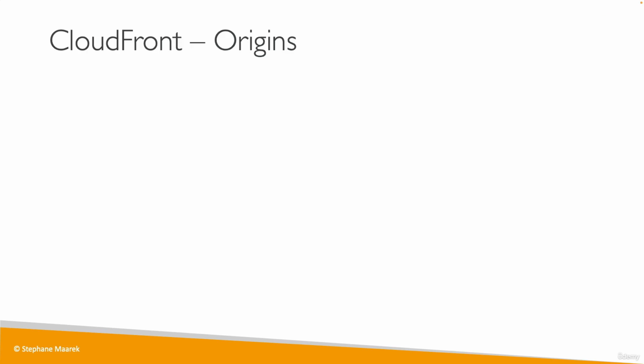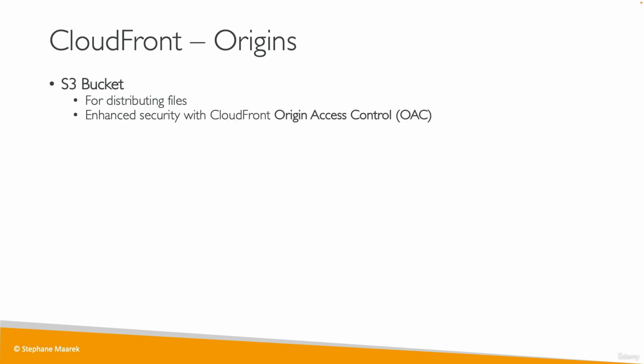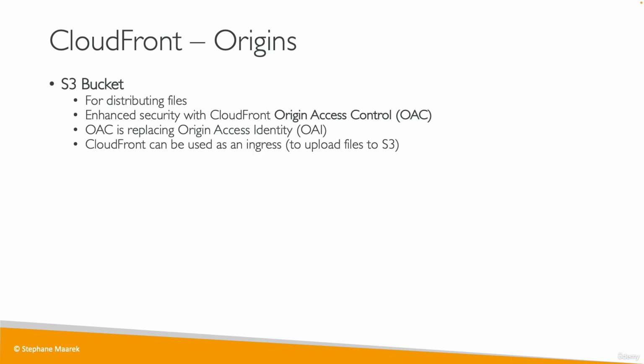bucket. So what are the origins of CloudFront, which is what I call the backend? So we can have S3 buckets. This is very helpful for distributing files. And then to get enhanced security between CloudFront and your S3 bucket, we use something called Origin Access Control, OAC. And you may have known OAI, which is the Origin Access Identity. So OAC is a newer version. It's more secure and it's replacing OAI. So CloudFront can be used as an ingress, for example, not just to expose files from Amazon S3, but also to upload files to Amazon S3 globally.